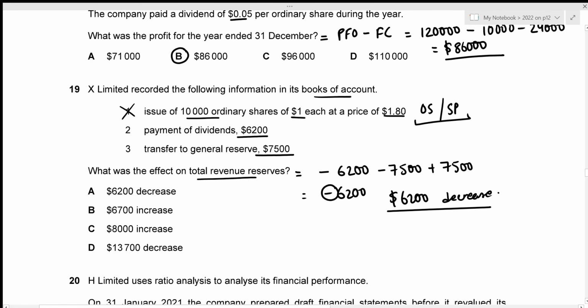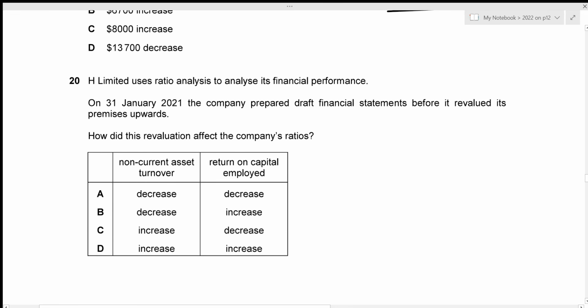And this is given in option A, so that will be the correct answer. This concludes question number 19. We can now move towards question number 20. H Limited uses ratio analysis to analyze its financial performance. On 31st January 2021, the company prepared draft financial statements before it revalued its premises upwards. How did this revaluation affect the company's ratios?